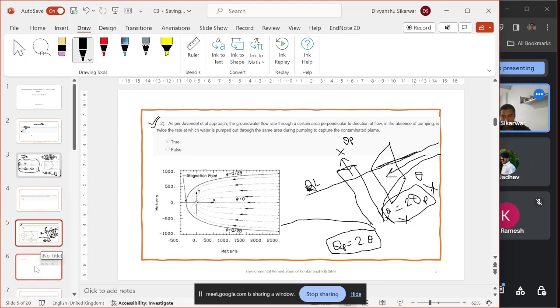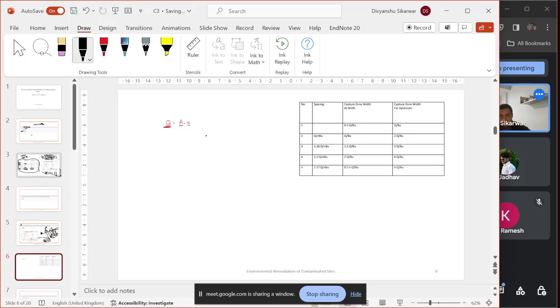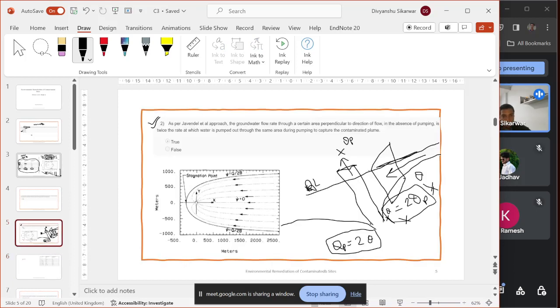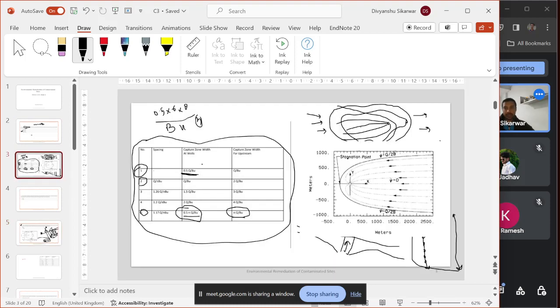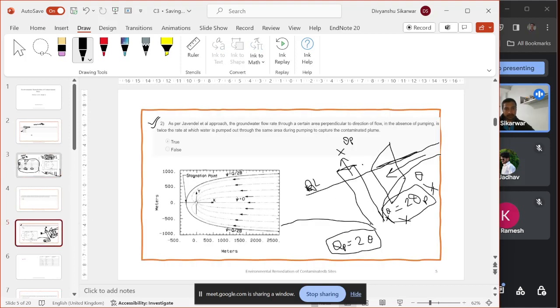We also did a derivation for this. If we assume the discharge to be A into Q, and we see it from above, the width which we calculate from here, this width, will be this, right?